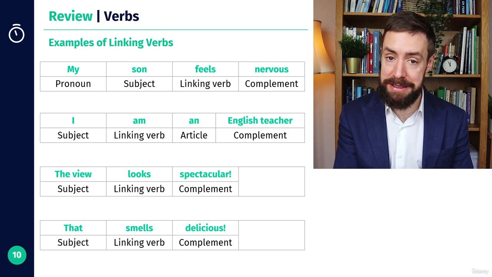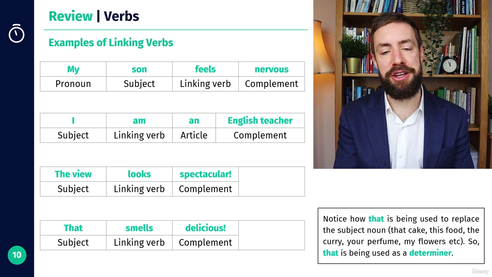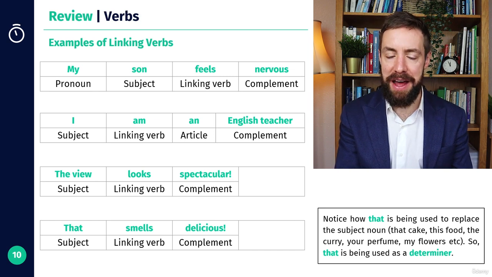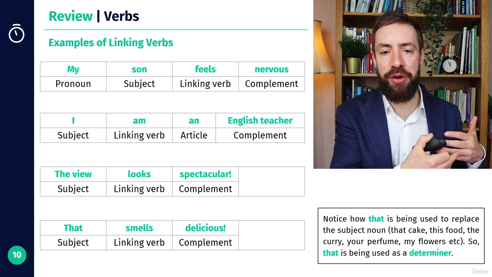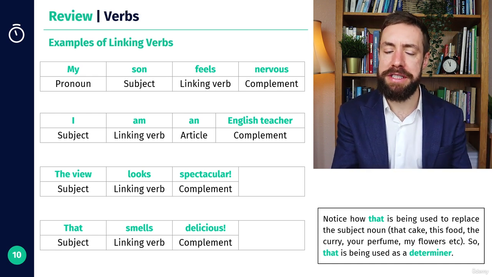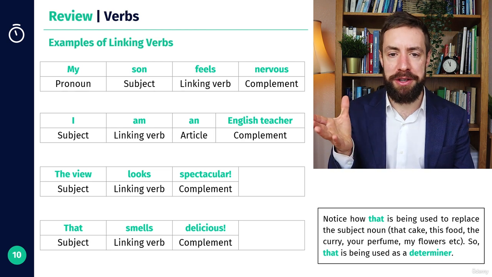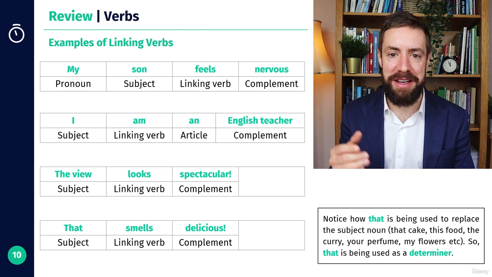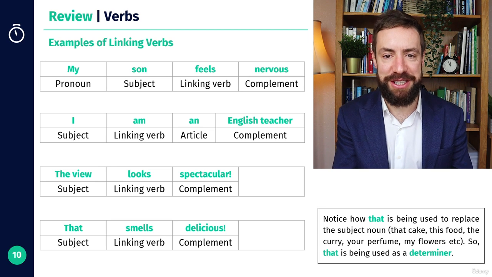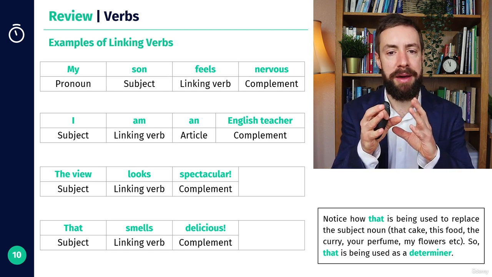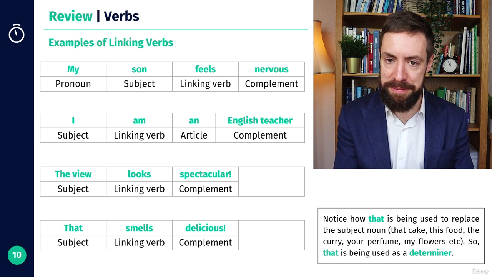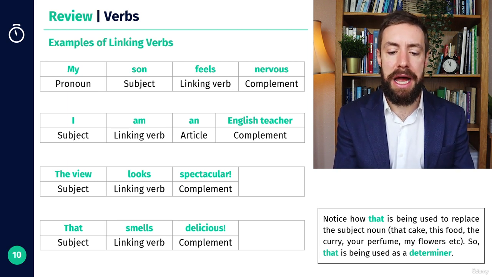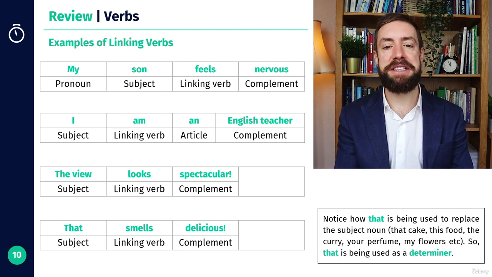And that smells delicious. And you can see that the that is talking about something. And we already know what it is before. You know, in the conversation, they might have been saying, look what I've been cooking. It's a delicious chicken. Oh, that smells delicious. And we know that the that is talking about the chicken. All right. And that is what's called a determiner. So the that is the subject. Smells is the linking verb. And the complement, the adjective, is delicious.